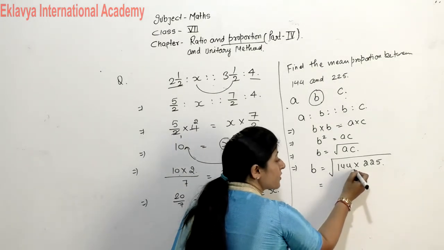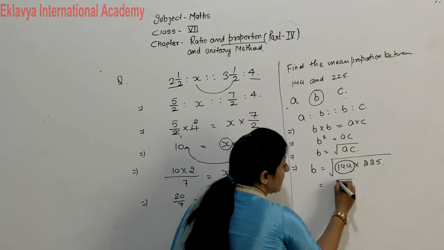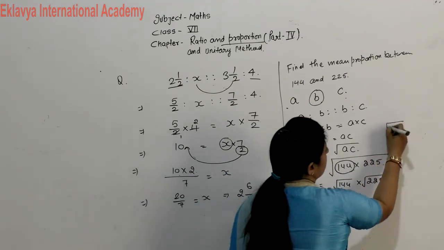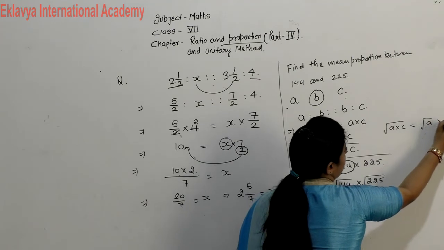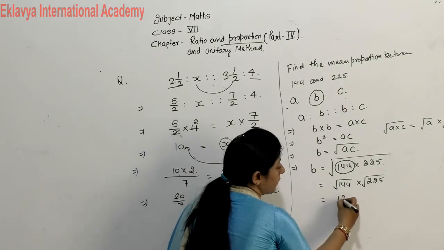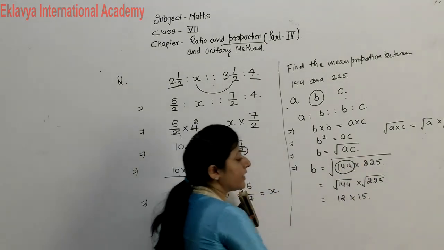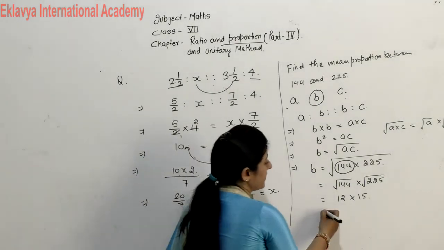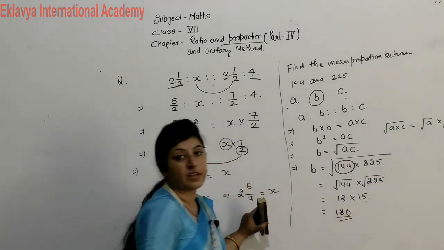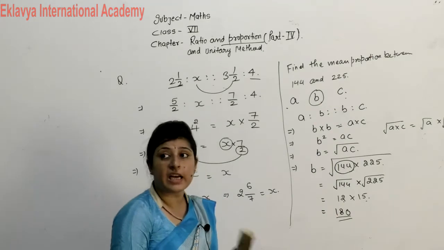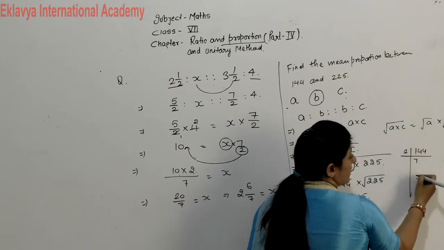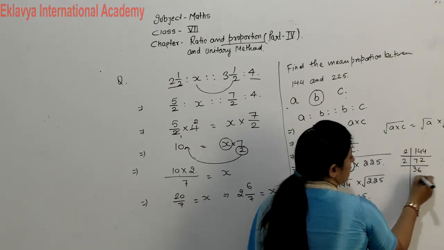If you know them very well, you can solve 144 easily. The root of A multiplied by the root of C: root 144 means 12, root 225 means 15. 15 2s are 30, 15 1s are 15, so 30 plus 15 is 45. Or if you don't know, how can you find it easily? Do the prime factorization.